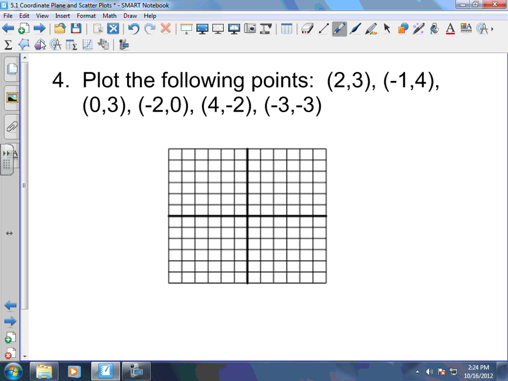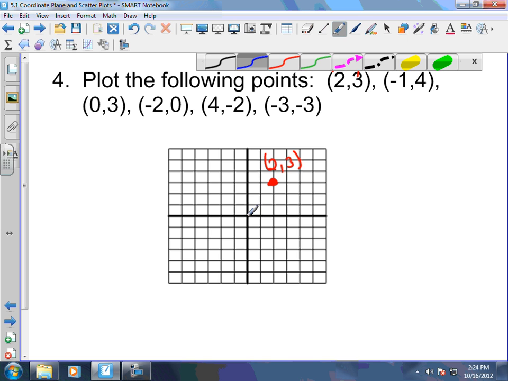Okay, if we're going to plot the following points, we do this the same as when we identified the points. 2, 3, this is your x, this is your y. So from the origin, I go over 2 on the x-axis, because it's positive 2. Then I go up 3. Put my point there. This is 2, 3. Okay? Each line is worth 1. When you go to the right, it's positive. When you go to the left, it's negative. It's just like a number line.